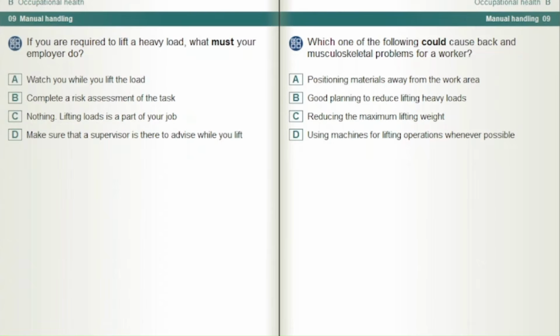Which one of the following could cause back and musculoskeletal problems for a worker? Positioning materials away from the work area. Good planning to reduce lifting heavy loads. Reducing the maximum lifting weight. Using machines for lifting operations whenever possible.